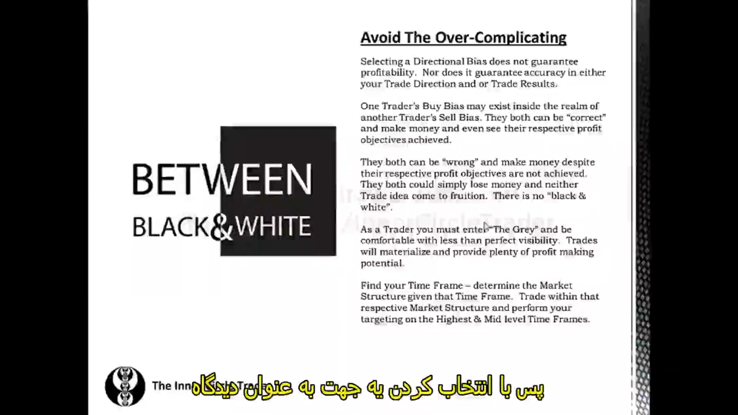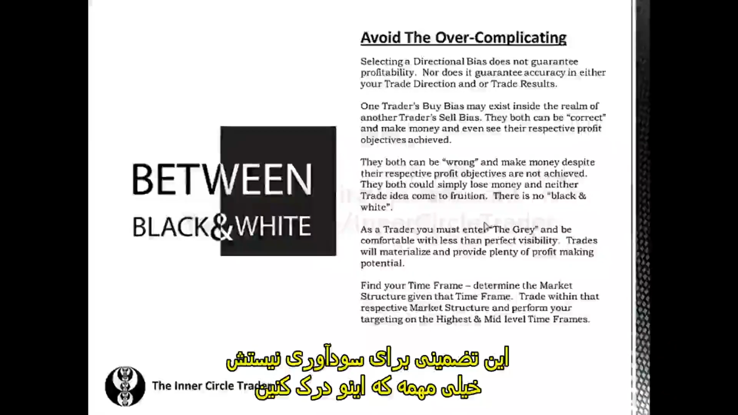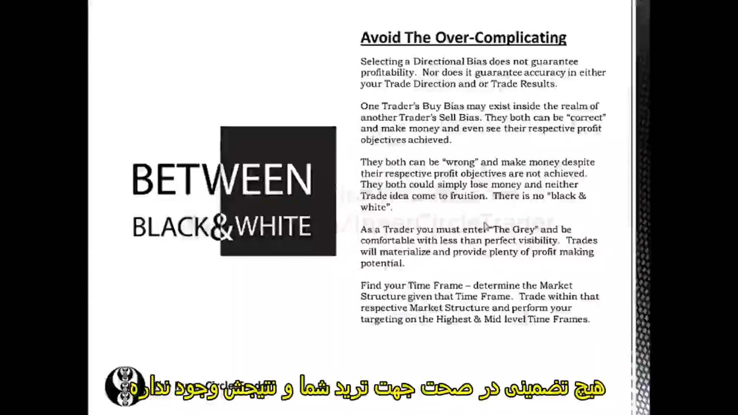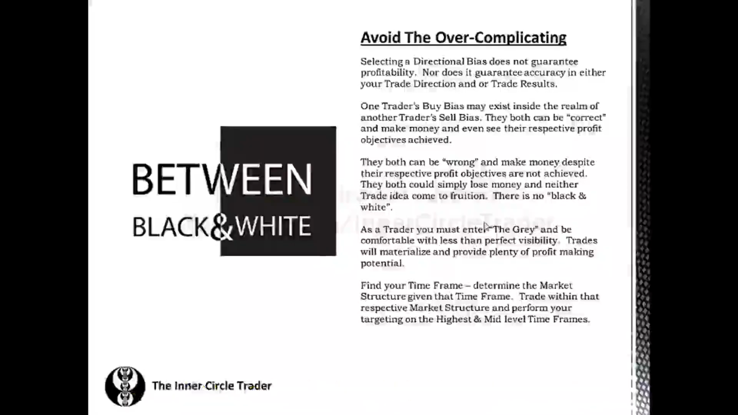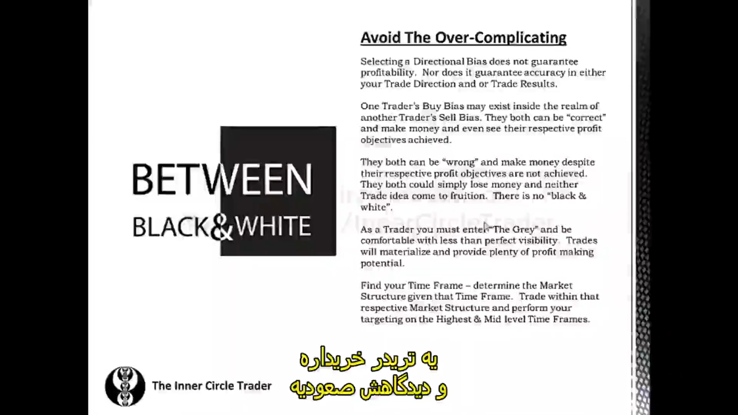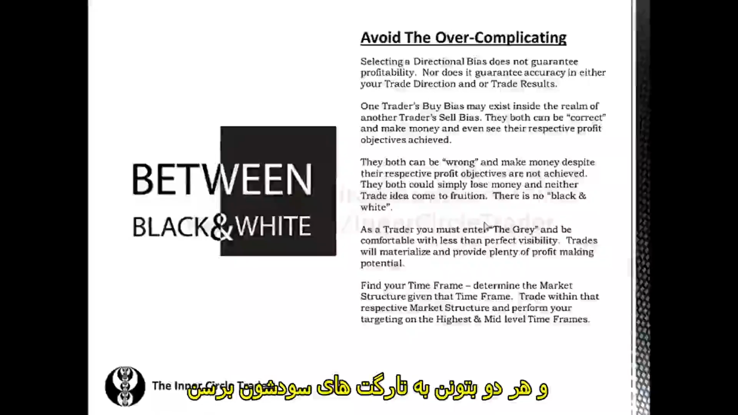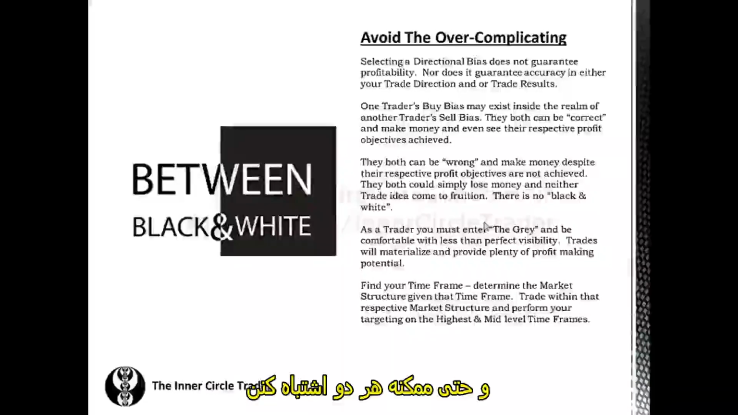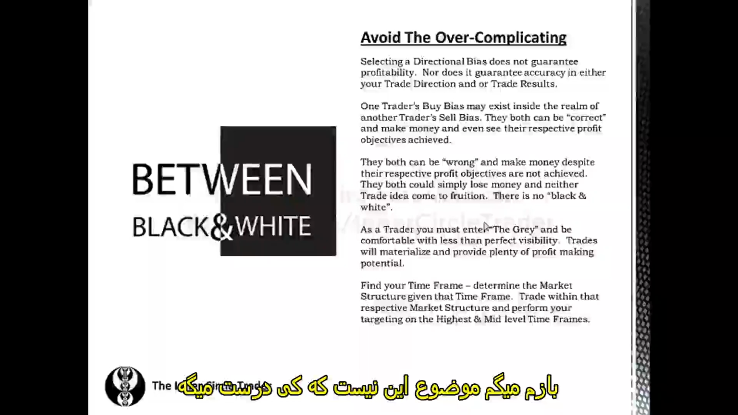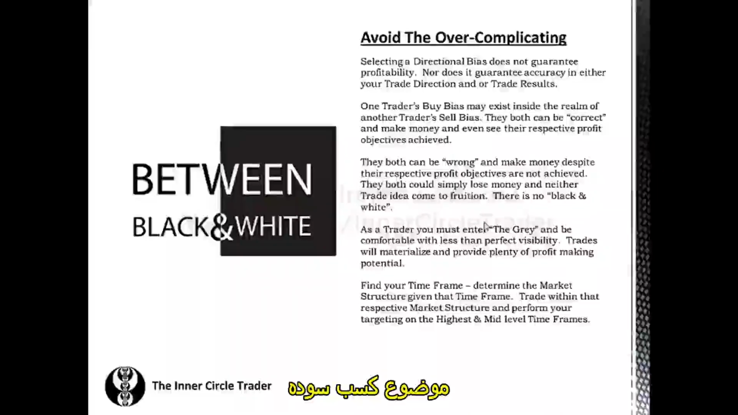So by selecting a directional bias, this does not guarantee profitability. It's very important you understand that. Nor does it guarantee accuracy in either your trade direction and/or your trade results. One trader's bias may be bullish, they're looking for buys, and that may exist inside the realm of another trader's sell bias. They both can be correct and make money, and even see both their respective profit objectives achieved. They both can be wrong and make money despite their respective profit objectives not being achieved. Again, it's not about being quote-unquote correct. It's about being profitable.